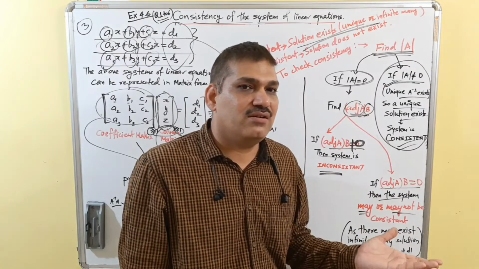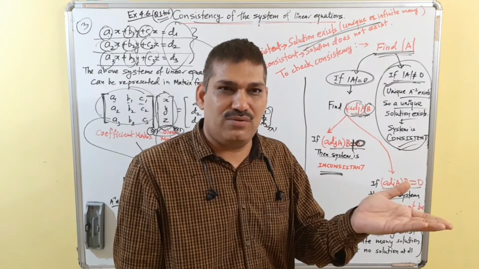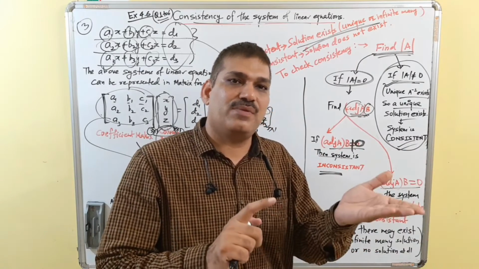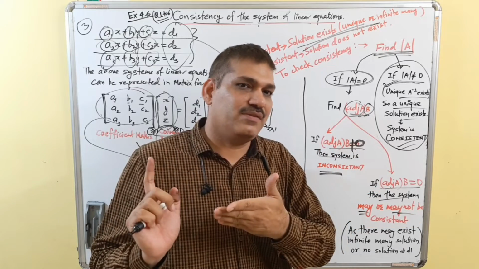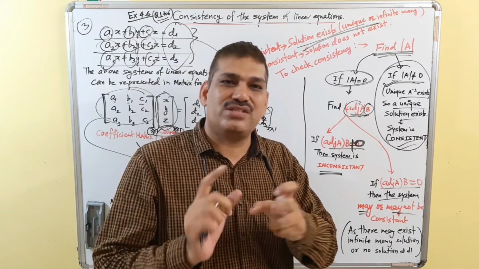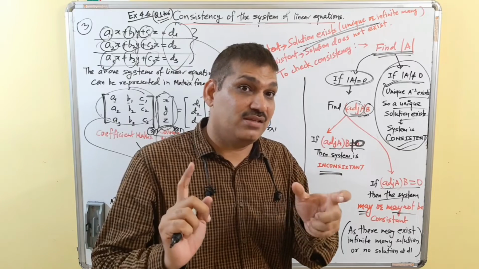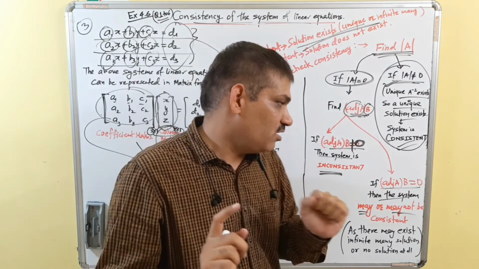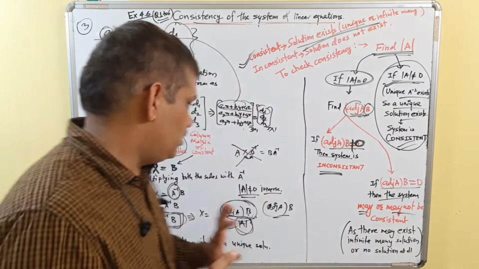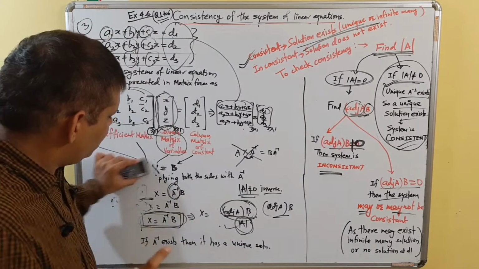And how do we check? Either you learn Cramer's rule, or, as we studied in the previous classes, by elimination of variables and other methods we can find the solution. I'll discuss this part particularly. Let's have an example.